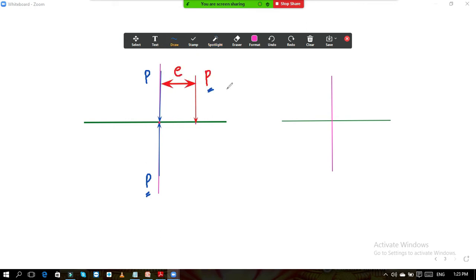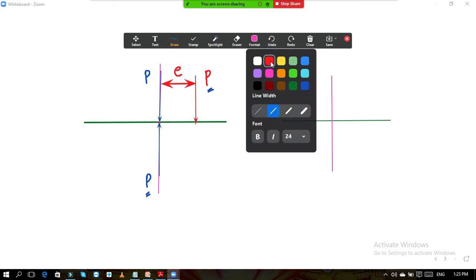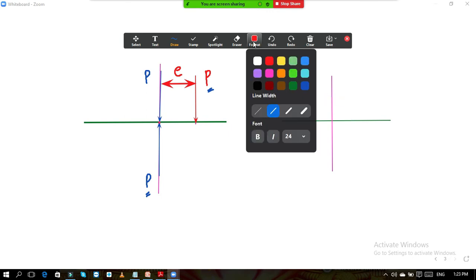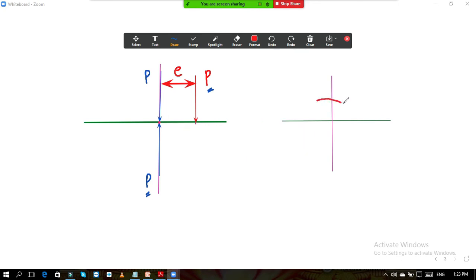So now if I draw here, this will be the moment which is getting generated along this axis. Okay, and this moment is nothing but P into E. So this moment M is equal to P into E, and this moment causes the bending stress. And now these two forces are getting consumed in this moment. Okay, we have drawn the moment.